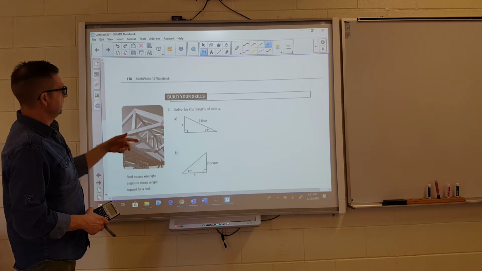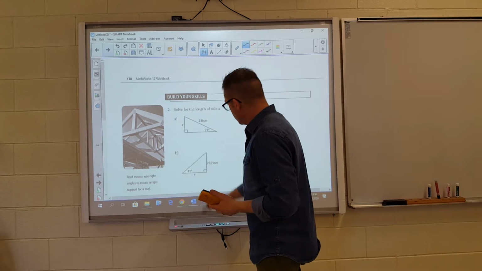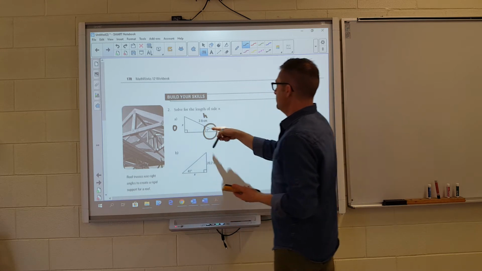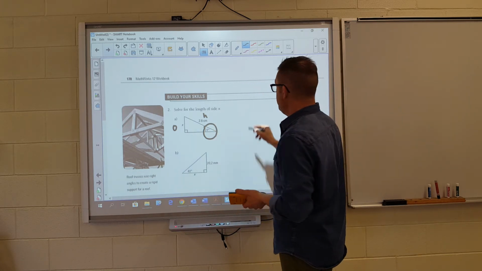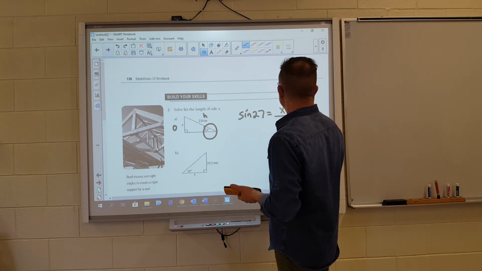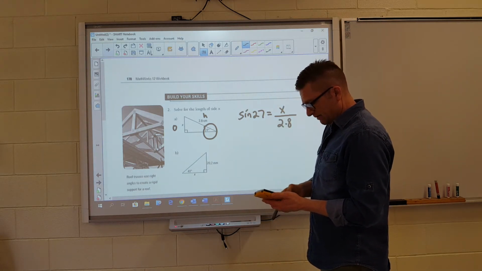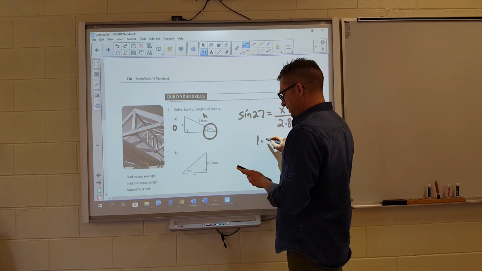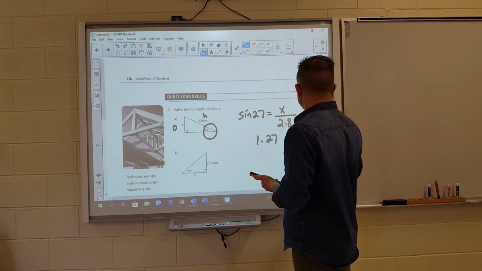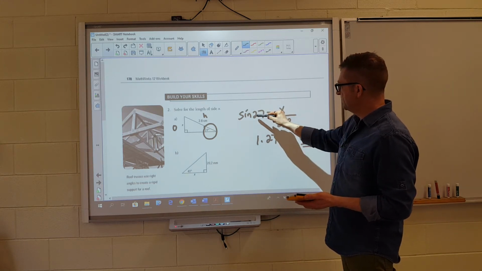Okay, next page, here, let's do number 2a. So solve for the length of side x. Again, I would circle so I can see where I am, that's opposite, that's hypotenuse, so that would be SOHCAHTOA, sine, right? So sine of 27 equals x, opposite, over 2.8, and we can multiply that. So 2.8 times the sine of 27 is 1.27, or 1.3 centimeters.